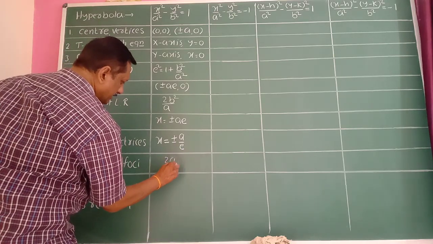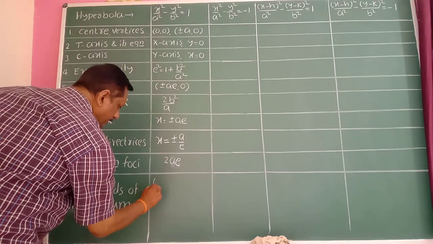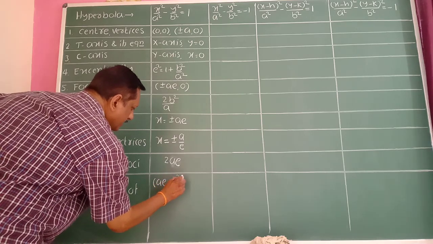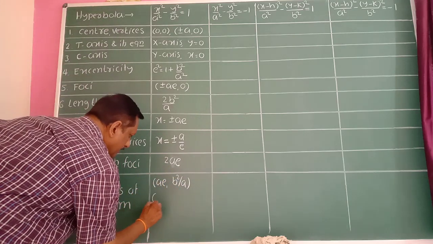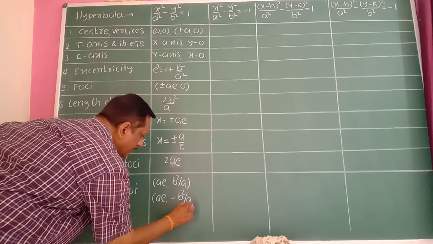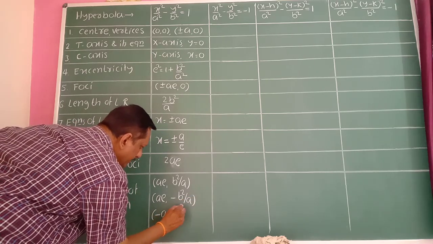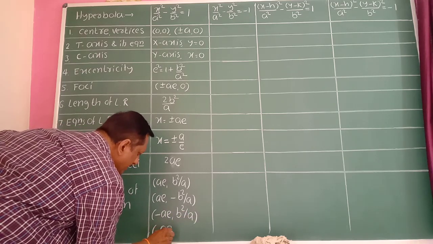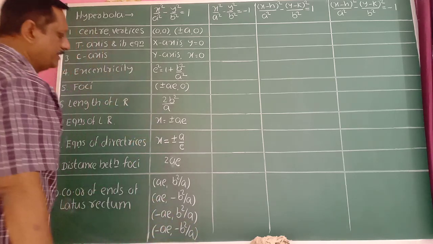In this case it is 2ae, and the coordinates of the ends of the latus rectum: first quadrant ae, b squared divided by a. Then the fourth quadrant, ae, minus b squared by a. Second quadrant, minus ae, b squared divided by a, and the third quadrant, minus ae, minus b squared divided by a.